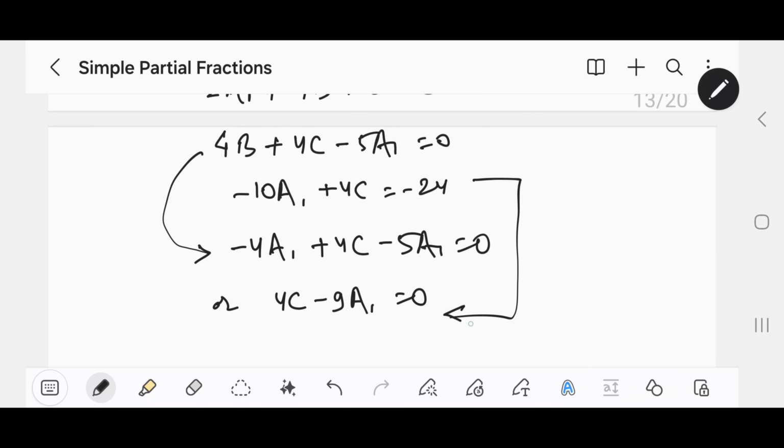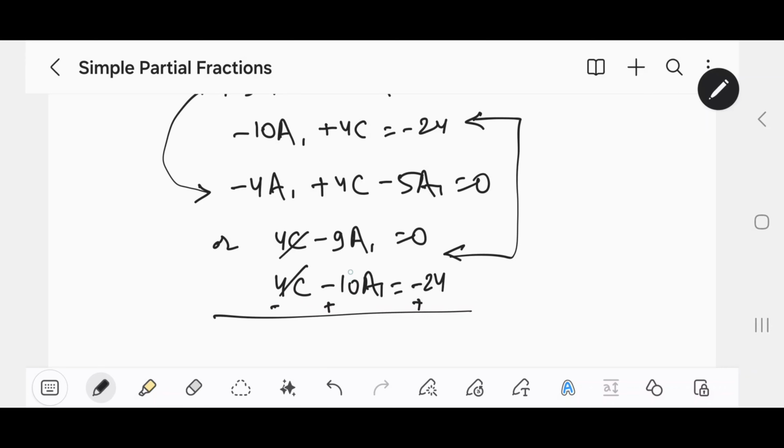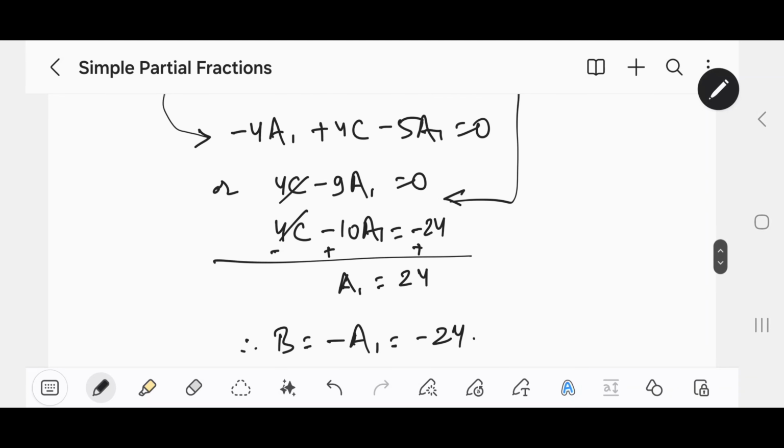If you can see these two equations, right, if you subtract them from each other, 4c minus 10a1 equals to minus 24, plus minus, this will be a1 equals to 24, right? Therefore b is minus of a1, that is minus 24.